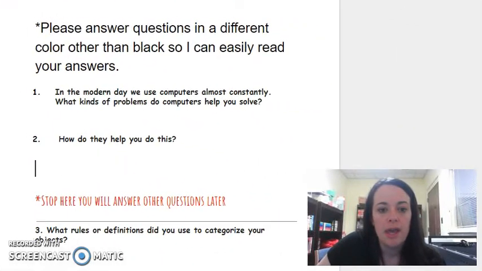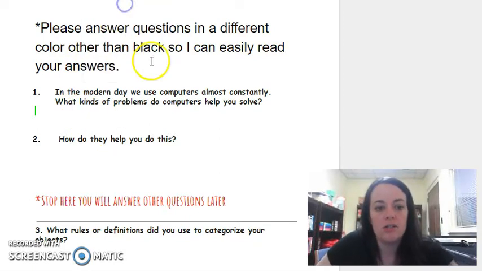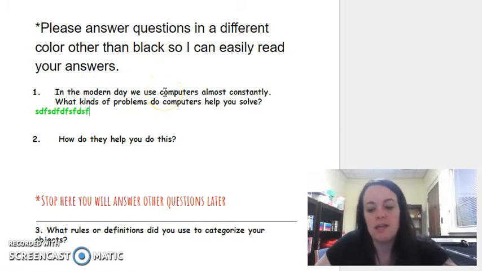It will be there. And notice that it says, please answer the questions in a different color other than black so that I can easily read your answers. I already have spaces in here for you, but if you need more, obviously just hit enter. So please make sure you are writing in a different color so that it doesn't take me as long to grade this, because it says for a grade.